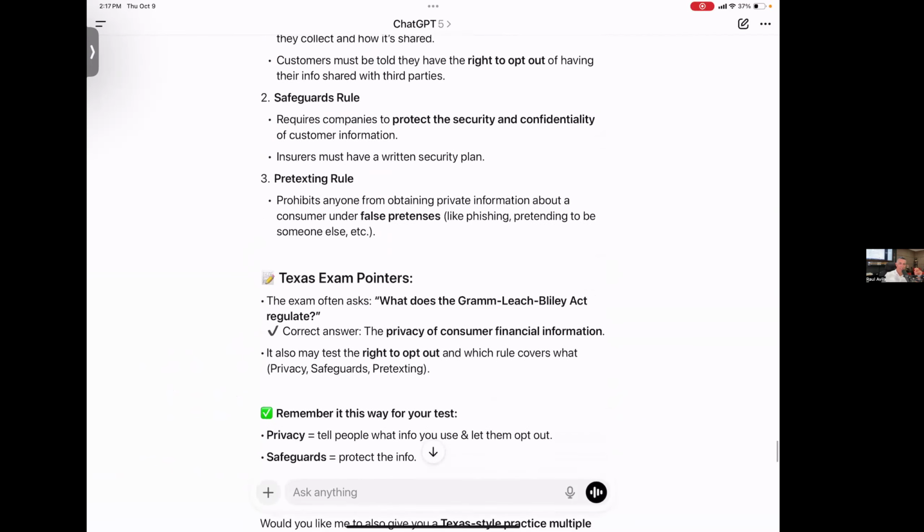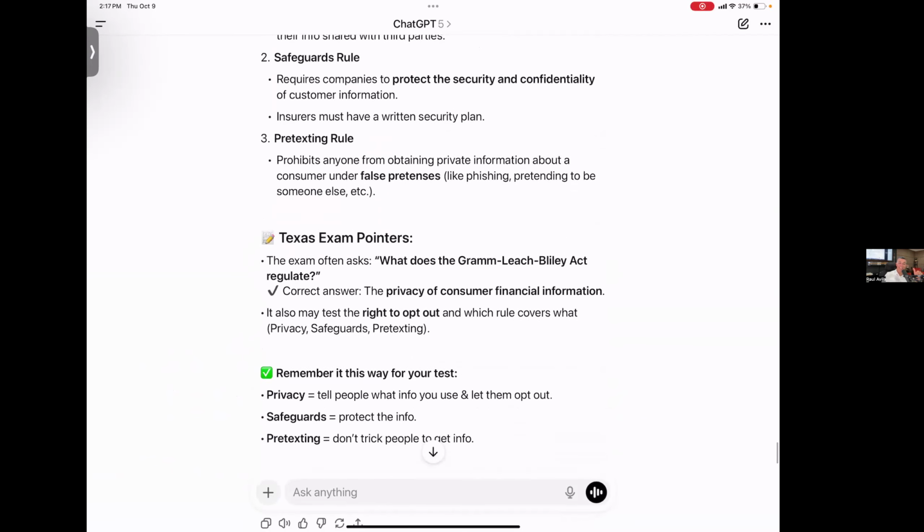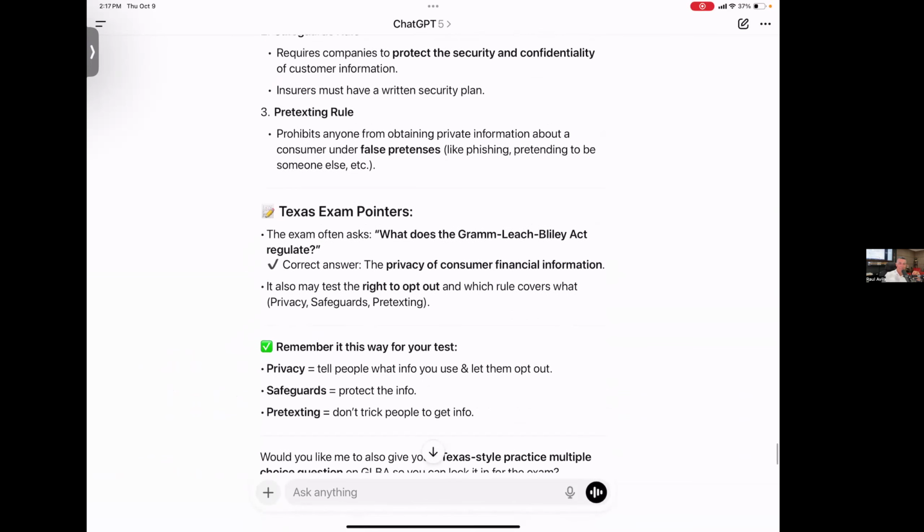So you get the idea in Texas exam pointers. Sorry, Florida, but this is a Texas exam thing. The exam often asks, what does it regulate? This is Florida too, actually. Correct answer: the privacy of consumer financial information.